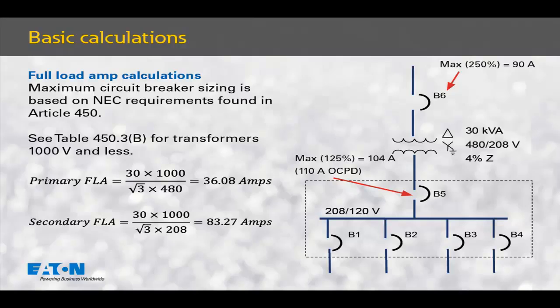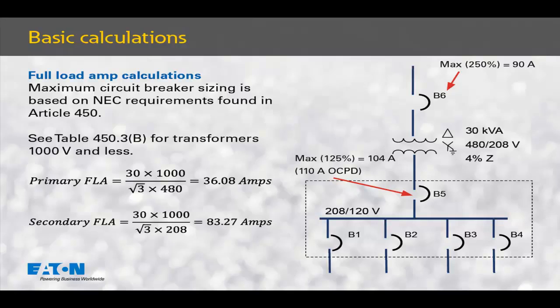We use Table 450.3(B) out of the National Electrical Code to determine the maximum circuit breaker sizes for primary and secondary mains. We arrive at the maximum size of the primary overcurrent protective device by multiplying 36.08 amps by 2.5, and we get 90 amps. We get the maximum size of the secondary main overcurrent protective device by multiplying 83.27 amps by 1.25, and we get 104 amps. Now, we can't purchase a 104 amp circuit breaker, so we're permitted by the NEC to go to the next higher standard overcurrent protective device size, which is a 110 amp circuit breaker.